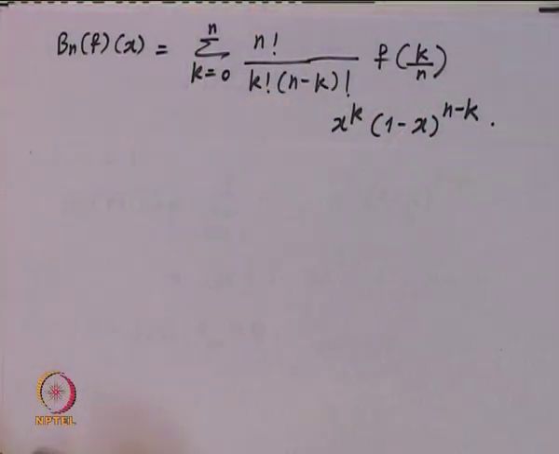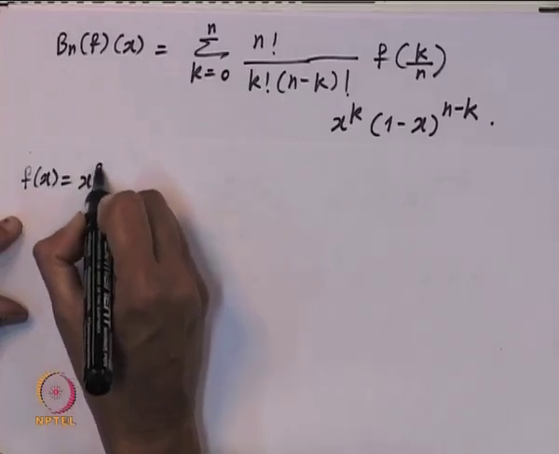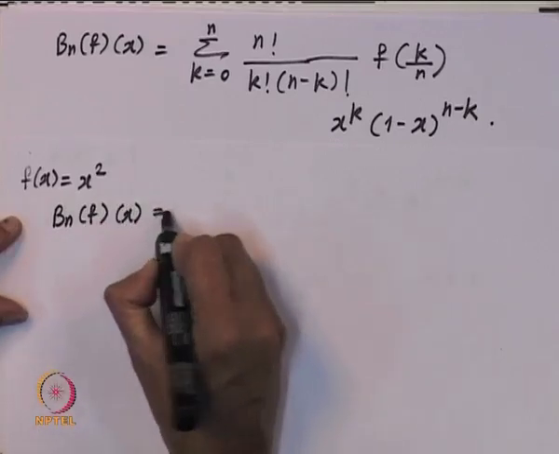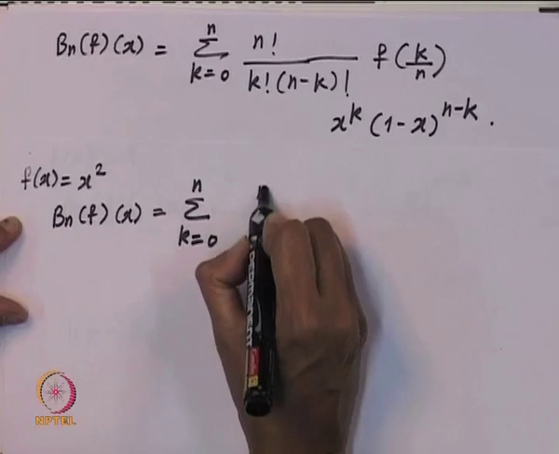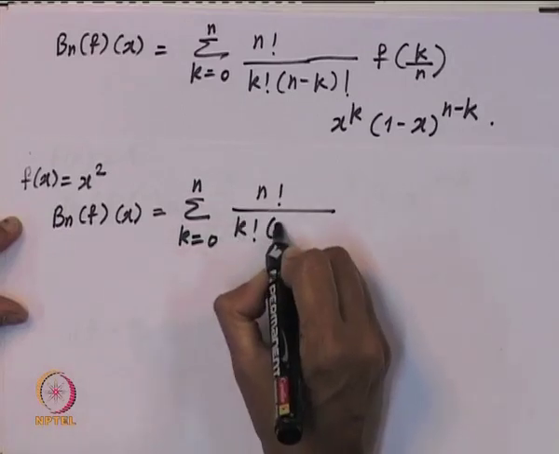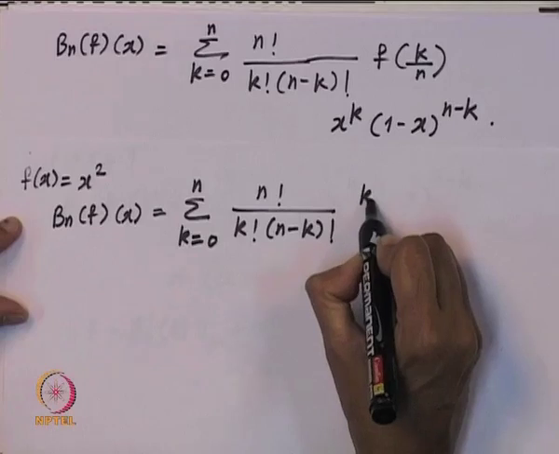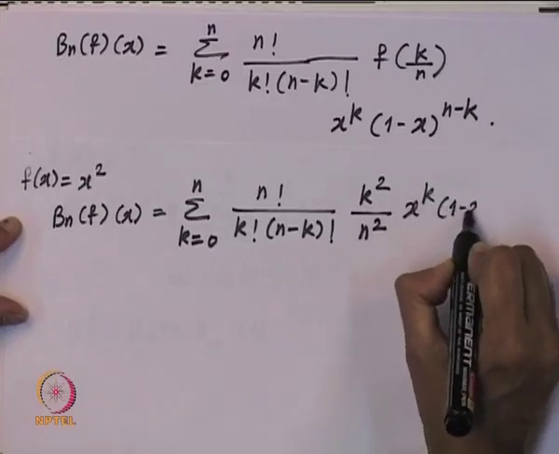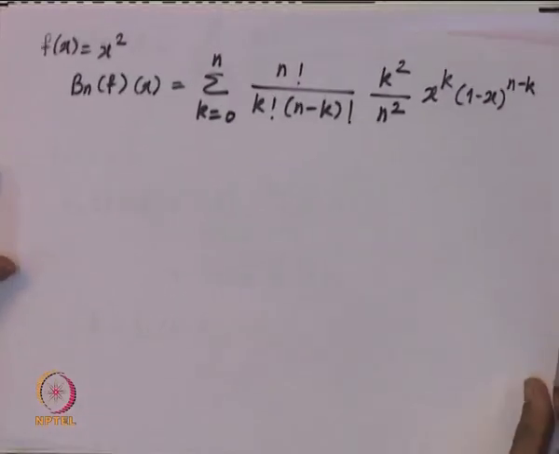So, here is our Bernstein polynomial, a general form. We are looking at f x is equal to x square. So, b n f at x for this function will be summation k going from 0 to n, n factorial by k factorial, n minus k factorial, f of k by n is going to be k square by n square, x raised to k, 1 minus x raised to n minus k. So, that is the Bernstein polynomial for the function f x is equal to x square.